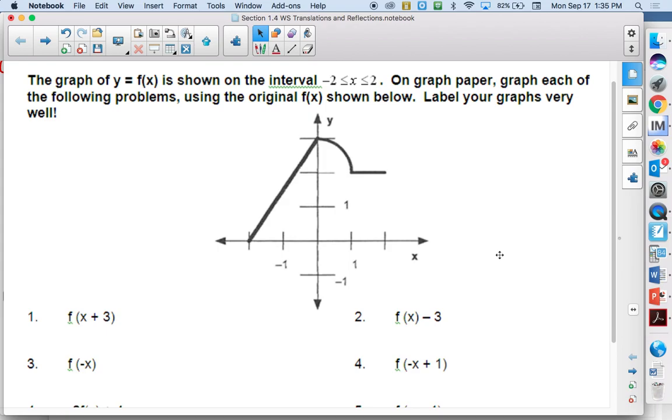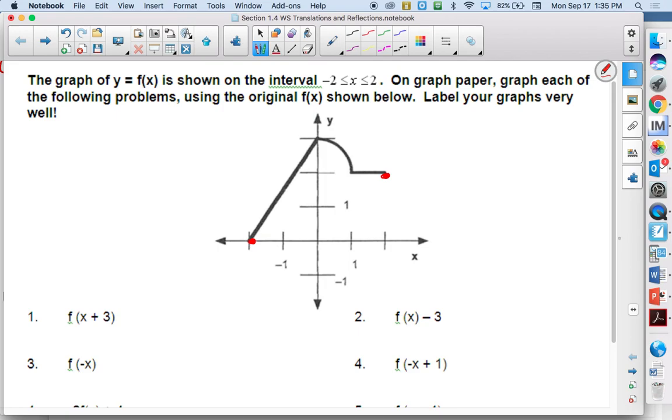On the graph, it says that it's shown from the interval of -2 to +2. That has nothing to do with your new graph. It's just saying that the current graph has a domain between those 2 points. It doesn't extend any further to the left, and it doesn't extend any further to the right. That's the only reason that information is given.